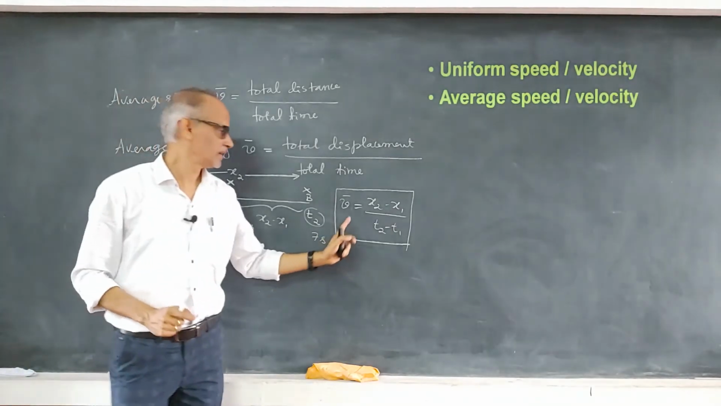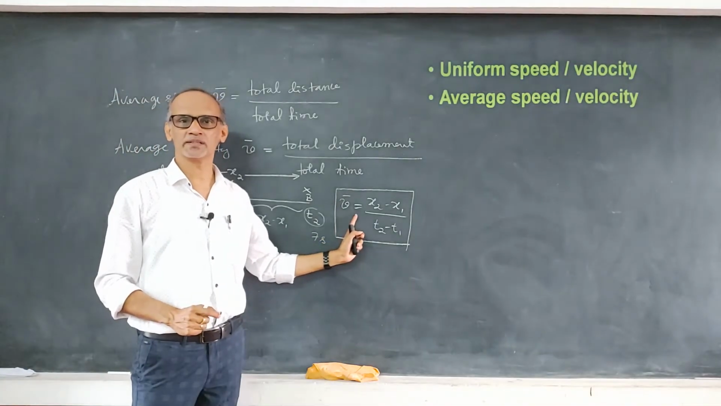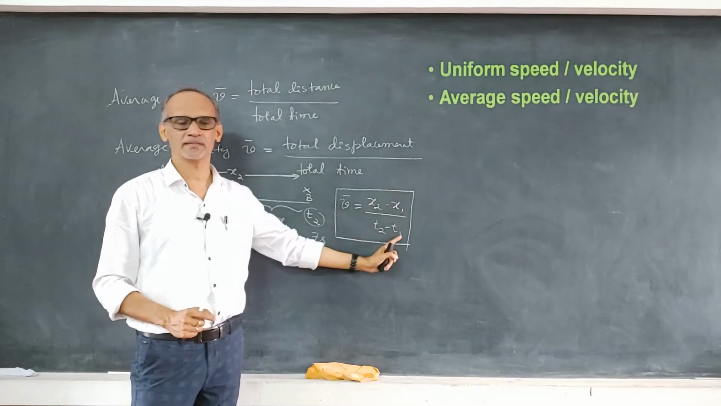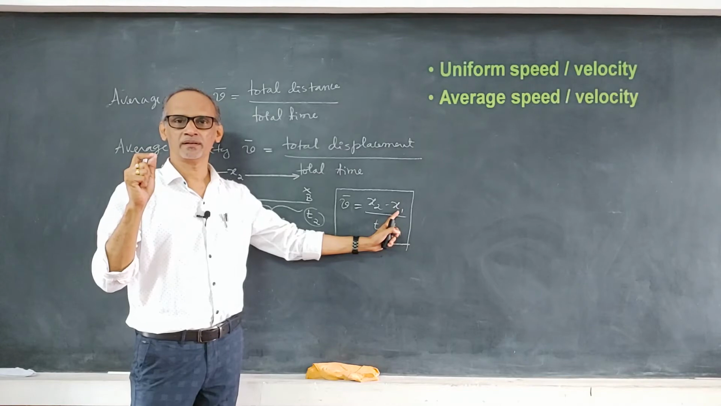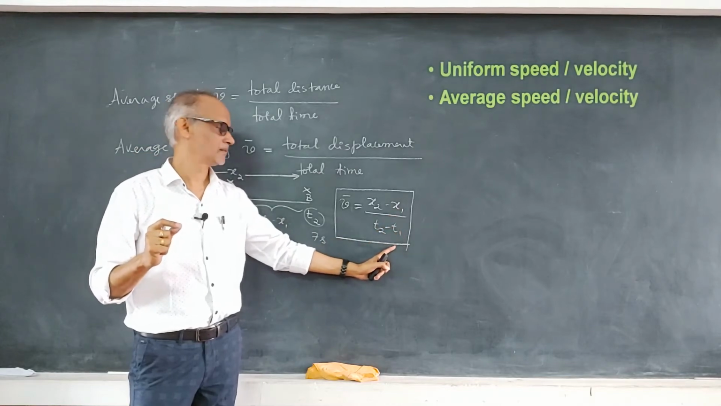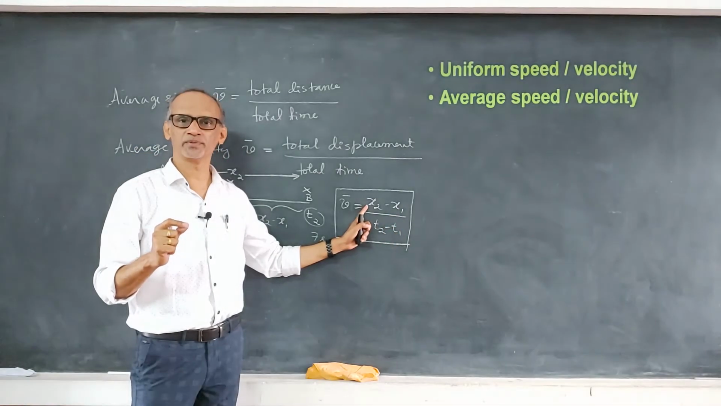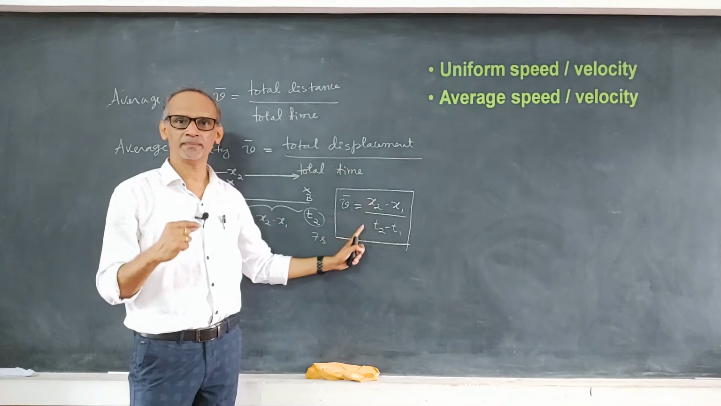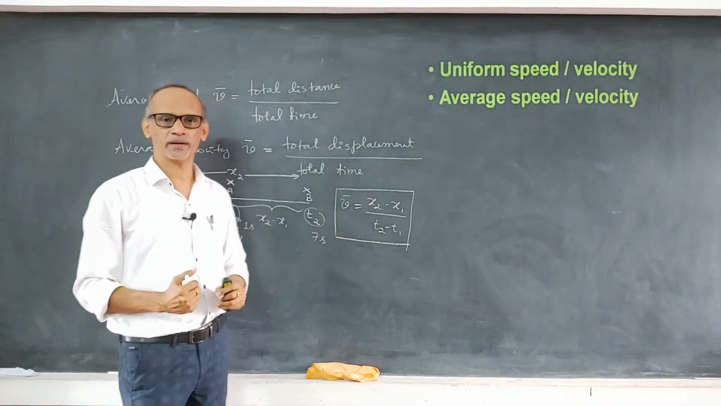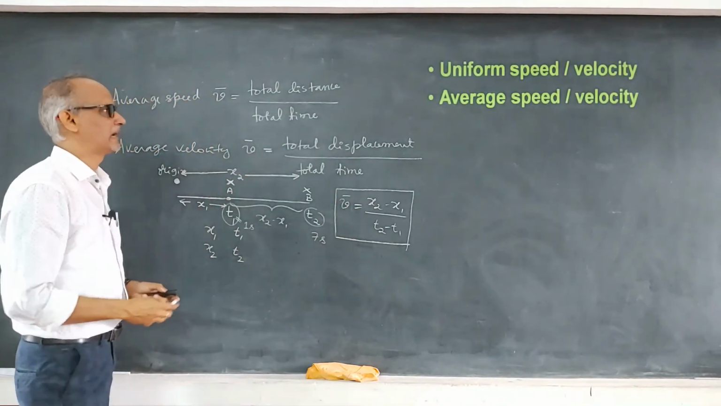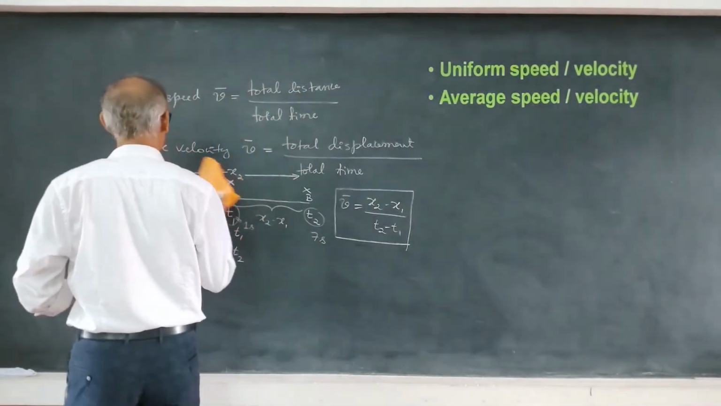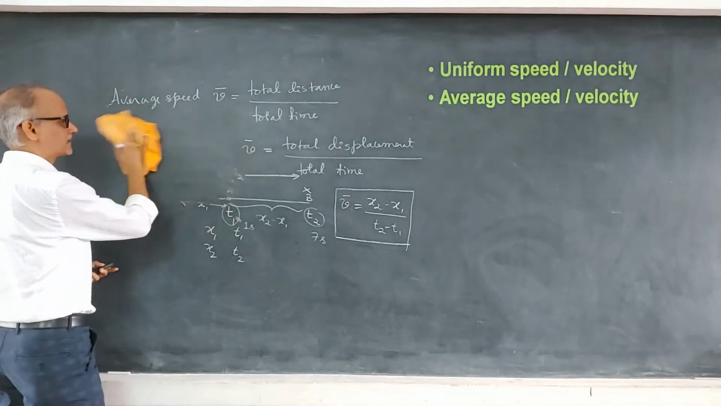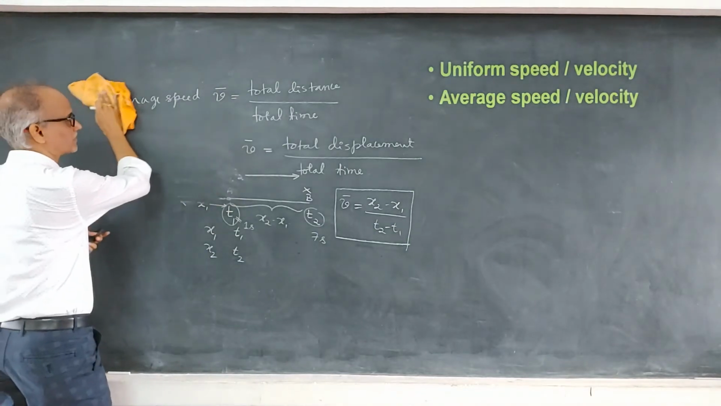What is the formula for that? The average speed or average velocity is equal to x2 minus x1 by t2 minus t1, where x1 is the position of the body at a time t1, and x2 is the position of the same body after time t2. Okay. So that is about the average speed or average velocity. So do remember this formula. We'll be using this later while solving the problem.